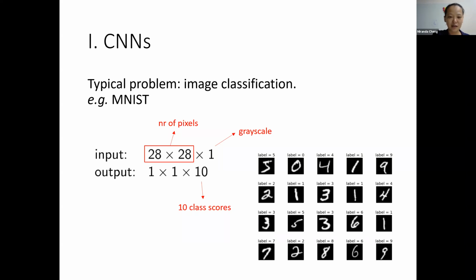handwritten digits, and the input is 28 by 28 times 1 dimensional, and the output is 1 times 1 times 10-dimensional. The 10 is just 10 class scores. The output is scores for 0, scores for 1, up to scores for 9, and then you pick the one with the highest score.